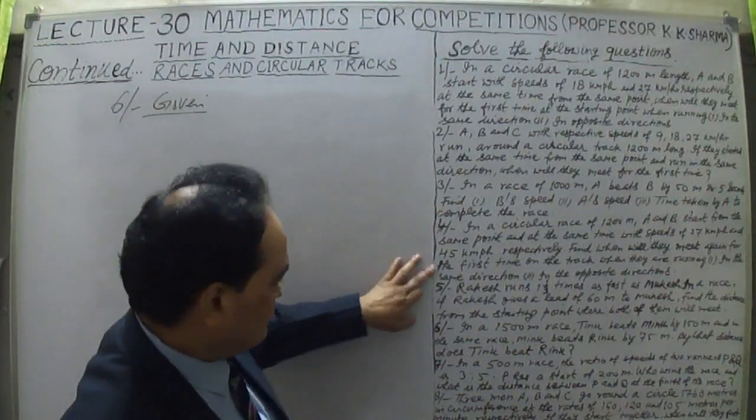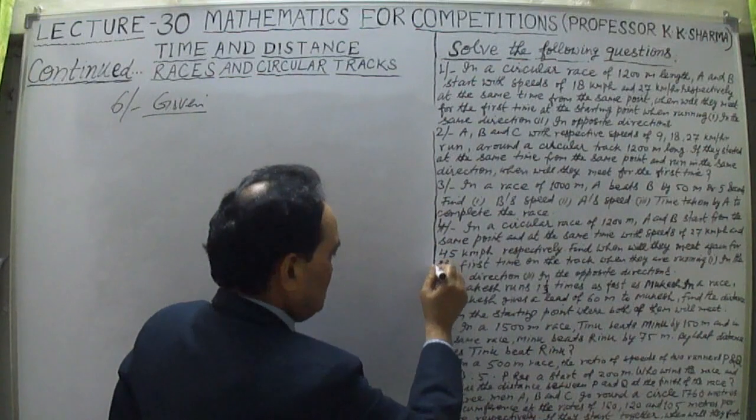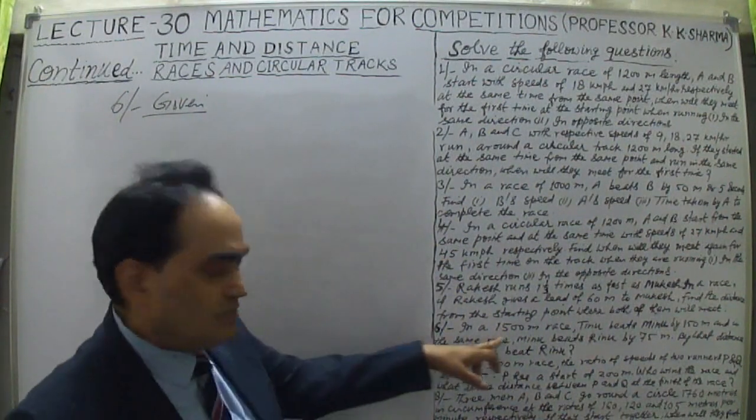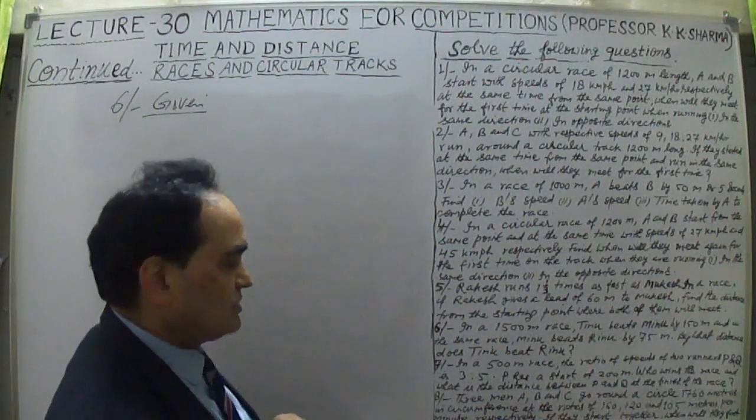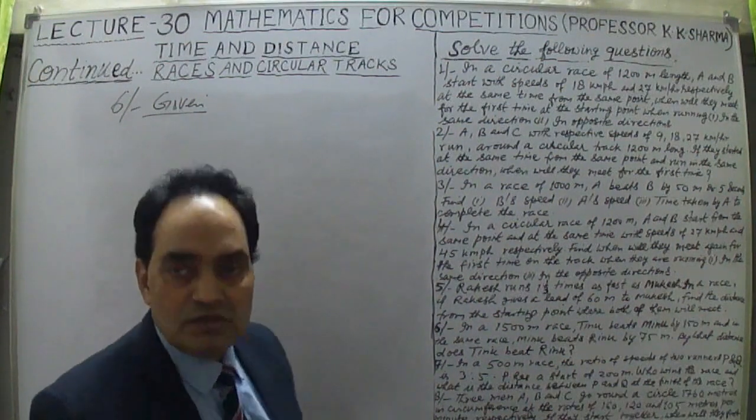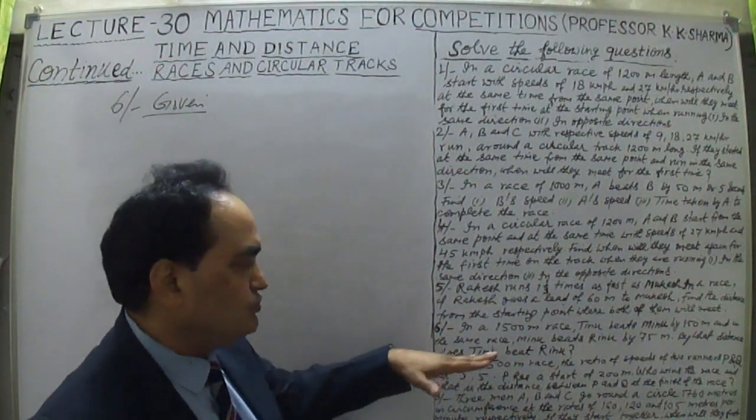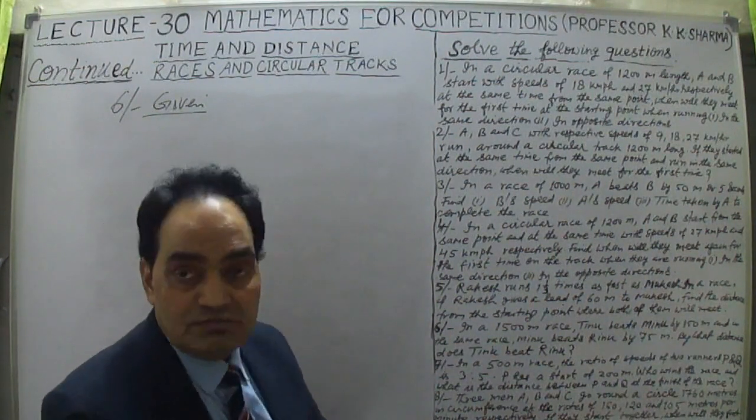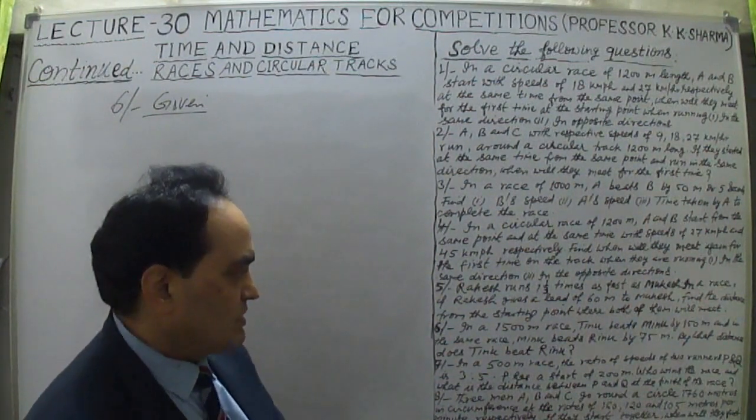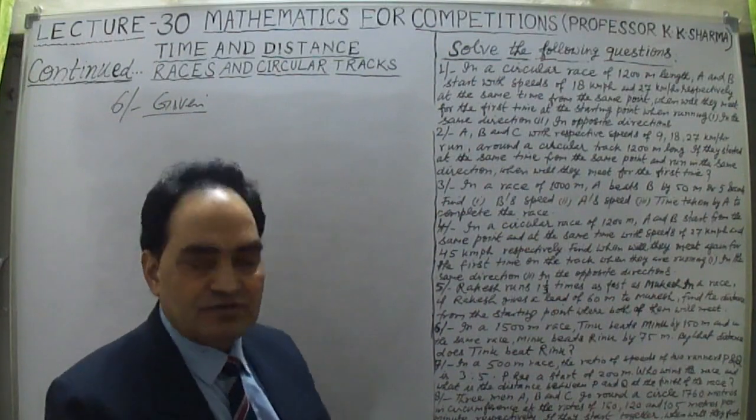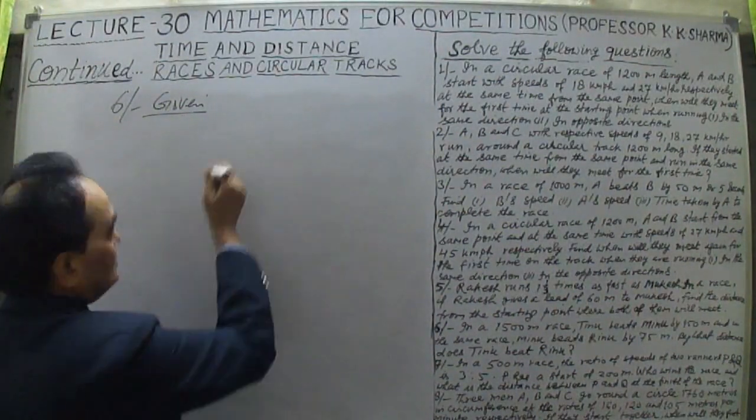Question number 6 is this. In a 1500 meter race, Tinu beats Minu by 150 meters. And in the same race, Minu beats Renu by 75 meters. By what distance does Tinu beat Renu? Okay, that is the point.